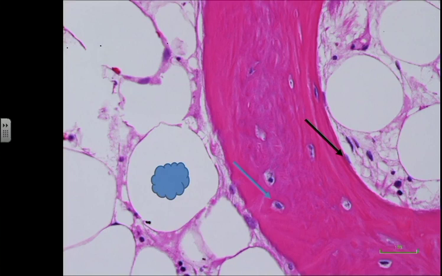The bone lining cell is one of them. The bone surface lining cell is one of them. The osteocyte is one of them. The osteoblast is one of them. And we'll speak about this in detail in another video.